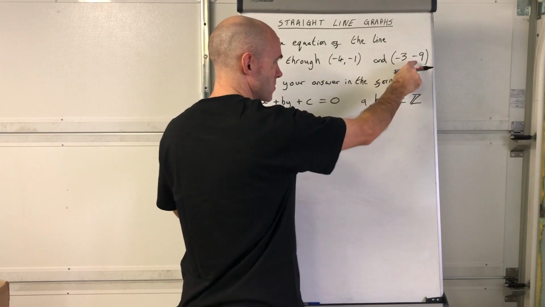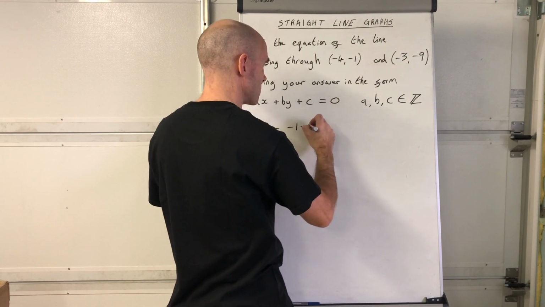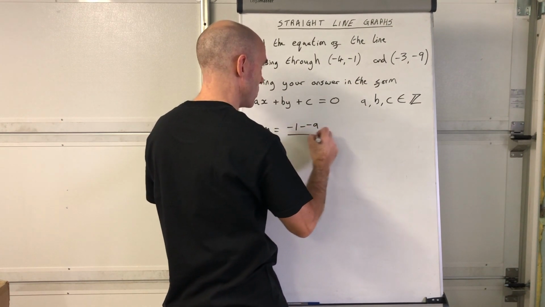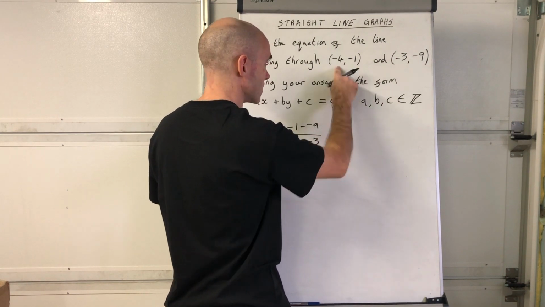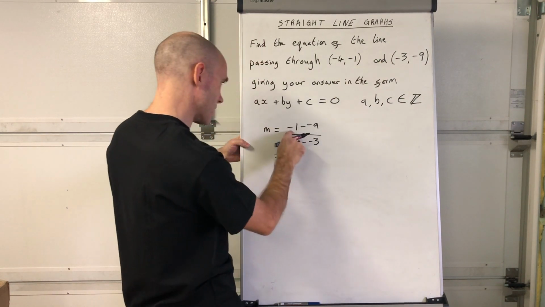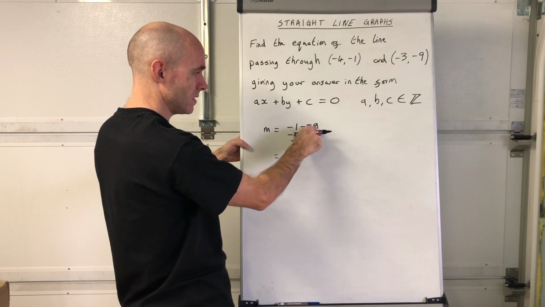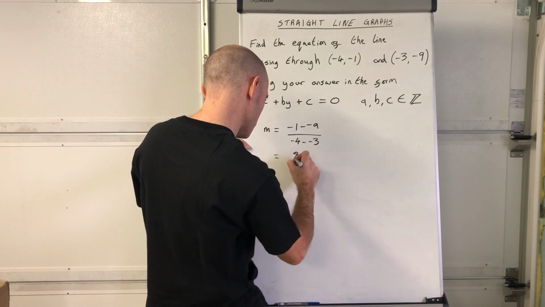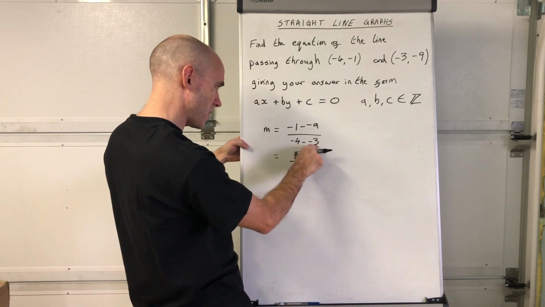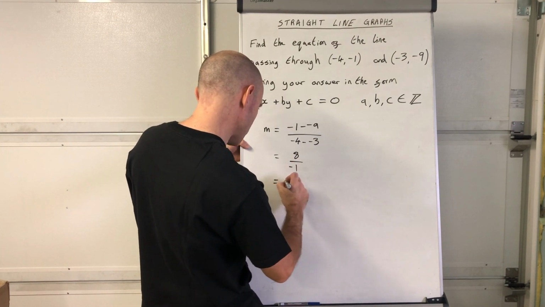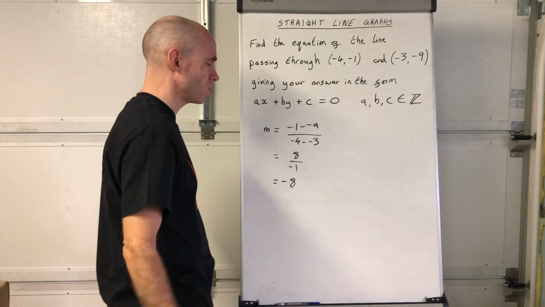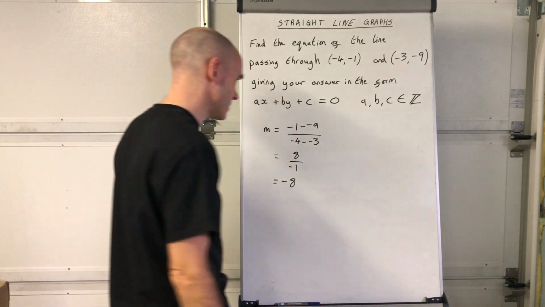So negative 1 subtract negative 9, all over negative 4 subtract negative 3, and that's going to give me negative 1 plus 9, so that's 8, over negative 4 plus 3, so that's negative 1, okay, so that's negative 8, isn't it? So that's the gradient, m equals negative 8.